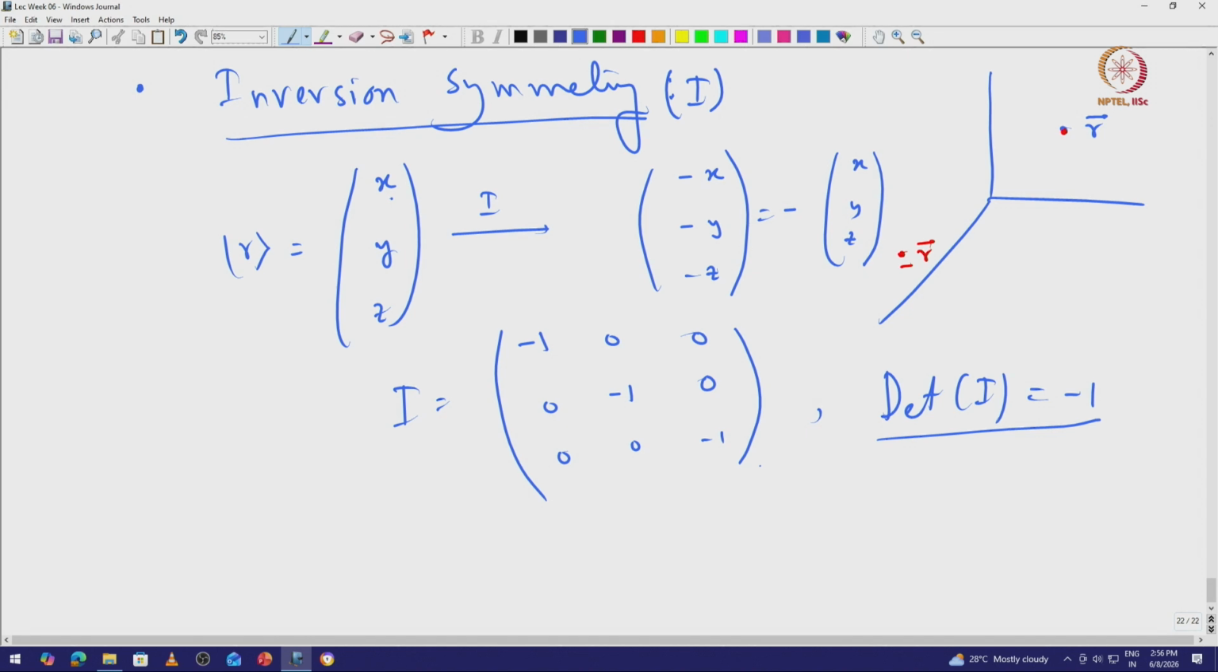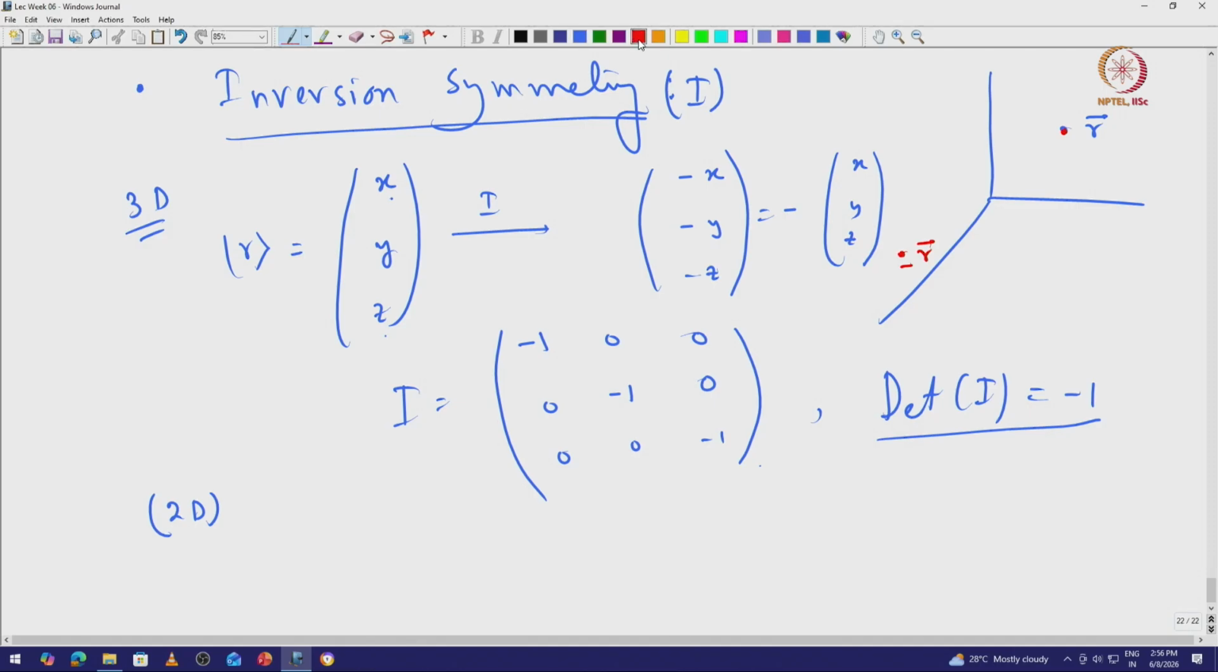Right. So, I have not used the state yet, this is just in the position. If I define a vector, this is how any vector will transform. Now this is in 3D. Now you can imagine what will happen in 2D.